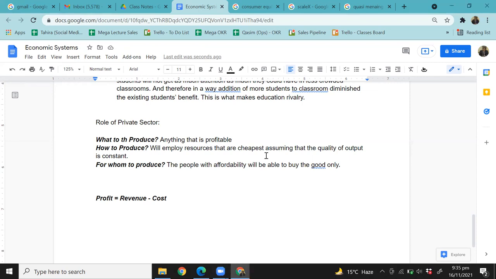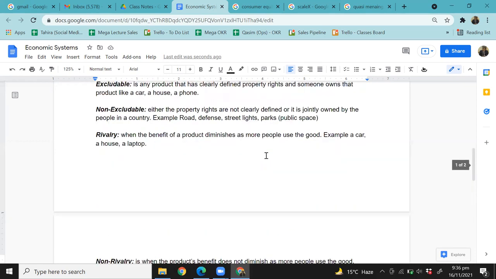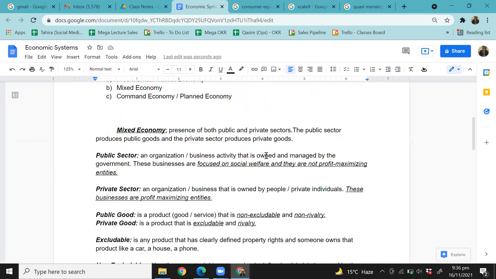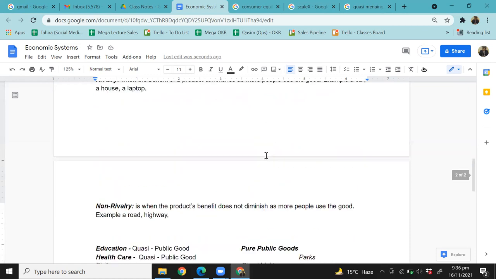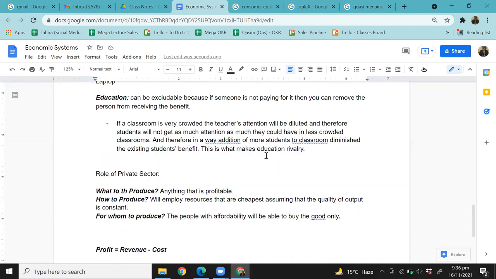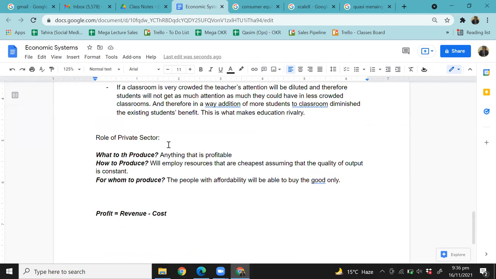Khizr and Khatija, I ask you because I want to make sure you are on the same page with the other students. Is it making sense? So we are talking about mixed economy. Within mixed economy, we said it's the presence of both public and private sector. Public sector is producing public goods, private sector is producing private goods. First of all, we focused on private goods. What are the three questions that any economy needs to answer? We have already discussed this: what to produce, how to produce, for whom to produce.